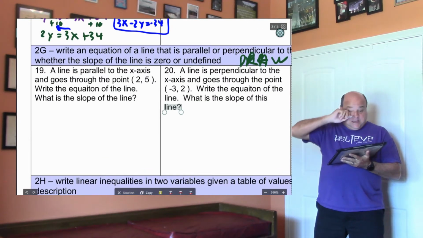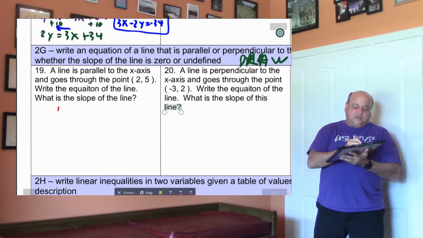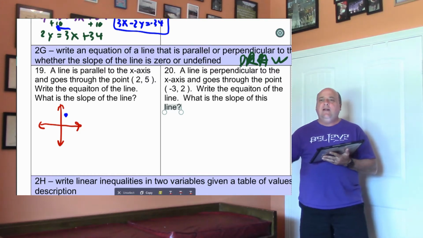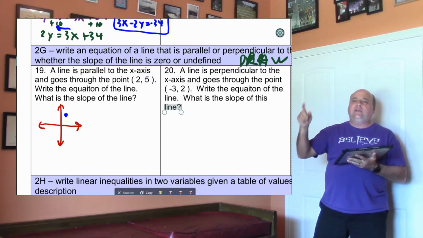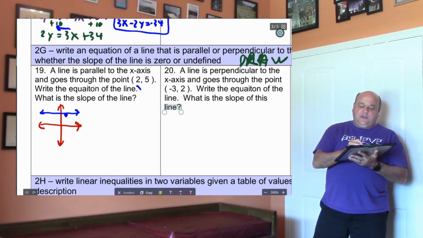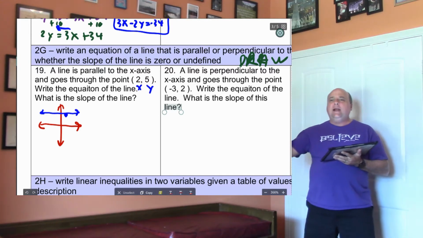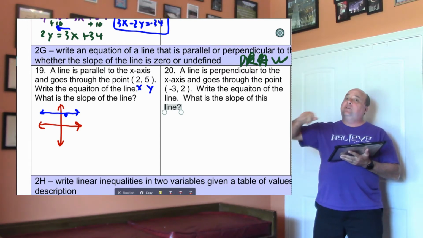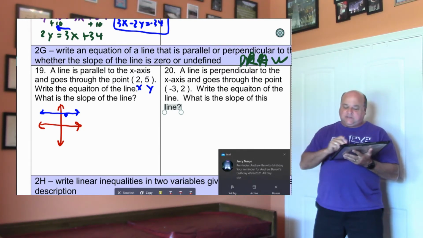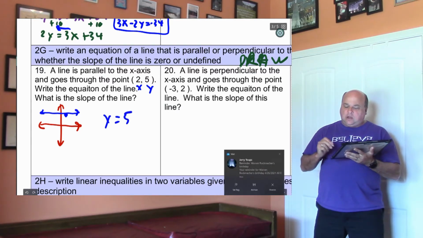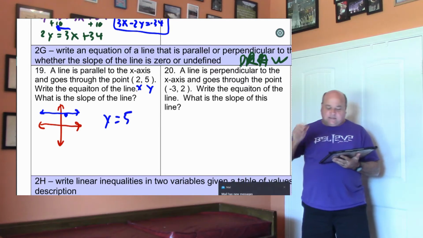Please don't miss this. A line is parallel to the x-axis, so draw an xy axis, and then put the point 2 comma 5. 2 comma 5 is somewhere up here, right? 2 over, up 5. And then it says it's parallel to the x-axis. If it's parallel to the x-axis, it's going to go through here. And then put x y right here. What axis does my blue line cross? It crosses the y-axis. If it's parallel to the x-axis, it will not cross the x-axis. So this right here is going to be y equals 5. That's all you have to do, okay? Piece of cake.